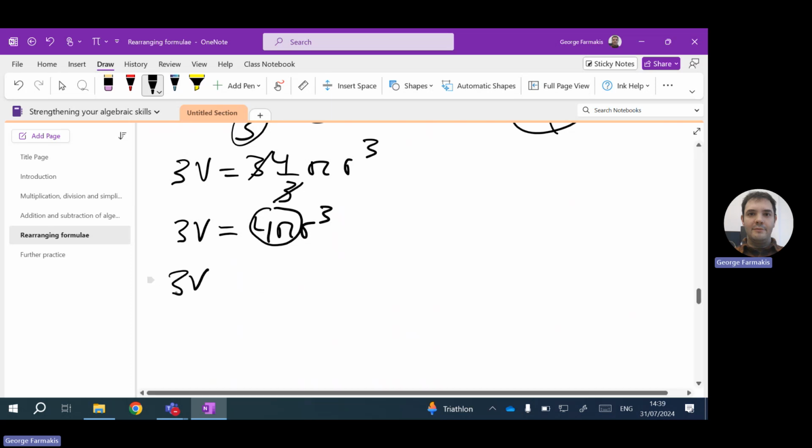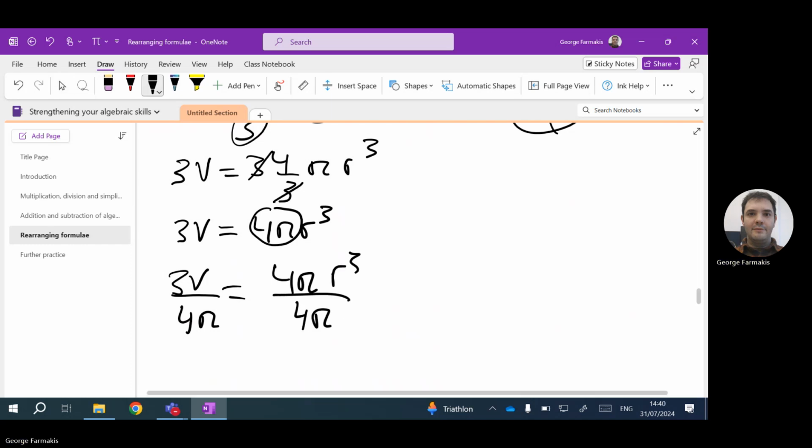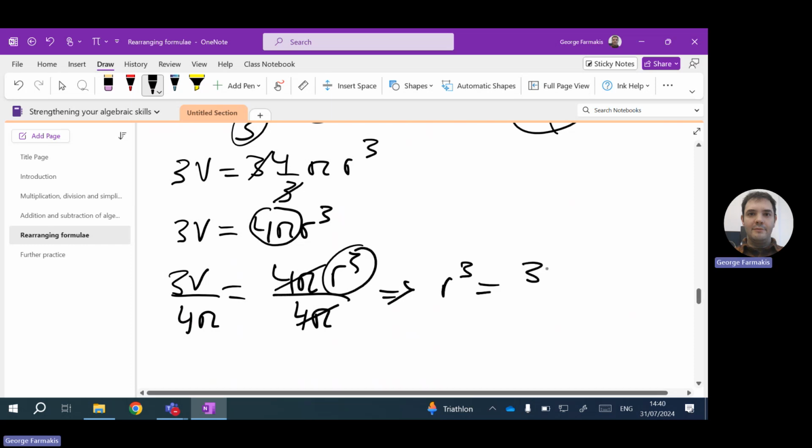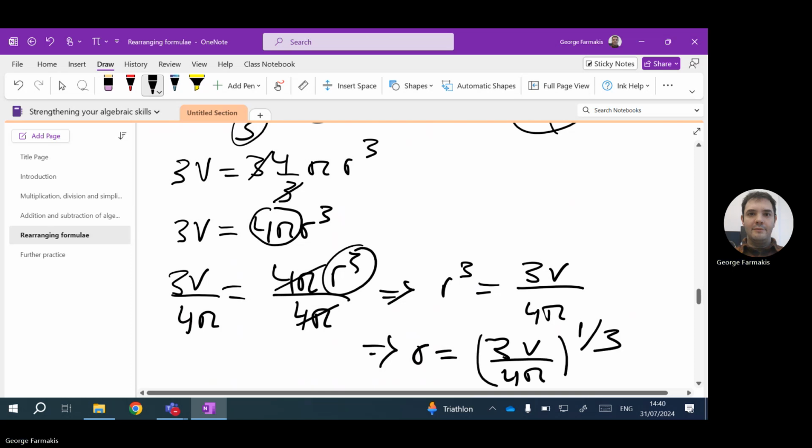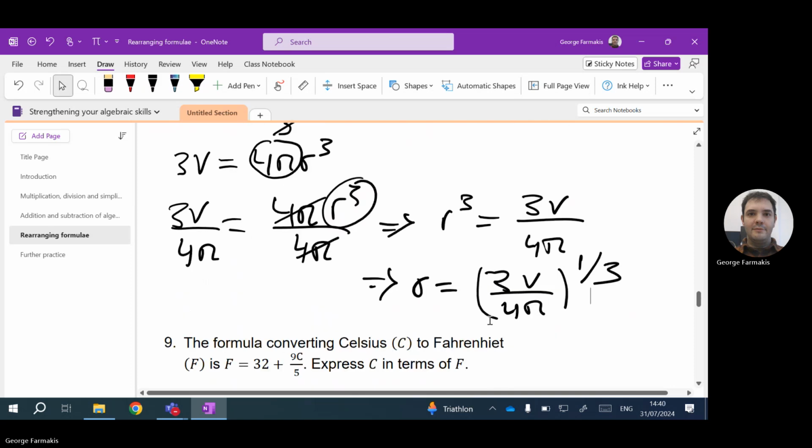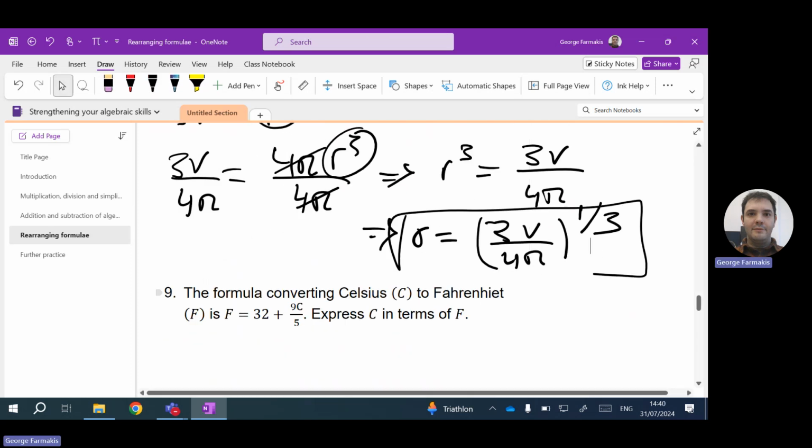So because we multiply, we can divide. So if I divide both sides, then I have that r to the power of 3 is 3v over 4 pi, which means that r is equal to 3v over 4 pi to the power of 1 over 3. So this is how you can solve for the radius.